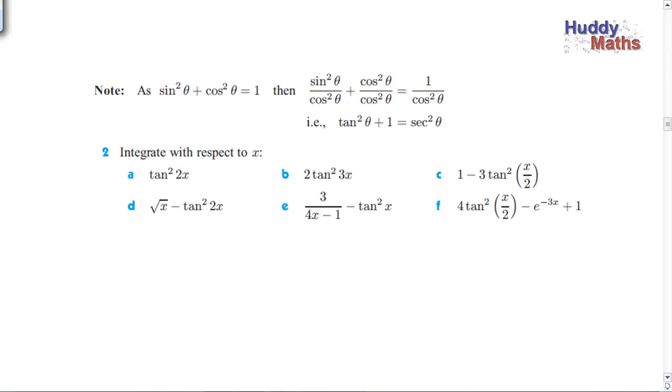There's just a little bit here about sine squared plus cos squared is 1. If you divide everything by cos squared, you get this. And 1 on cos squared, 1 on cos is sec, so 1 on cos squared is sec squared. So this is a proof that tan squared plus 1 equals sec squared, or tan squared equals sec squared take 1. So that's going to be important here.